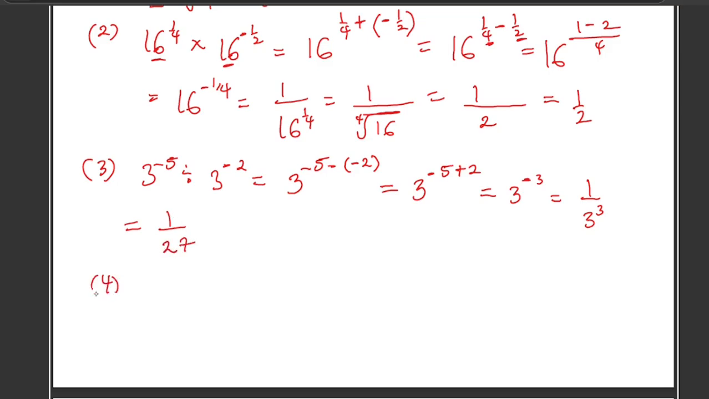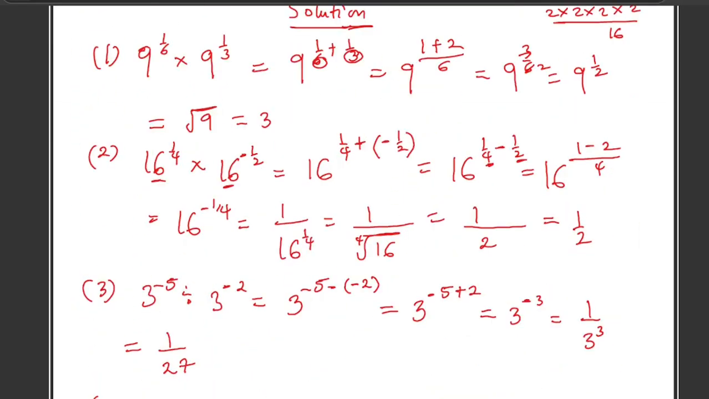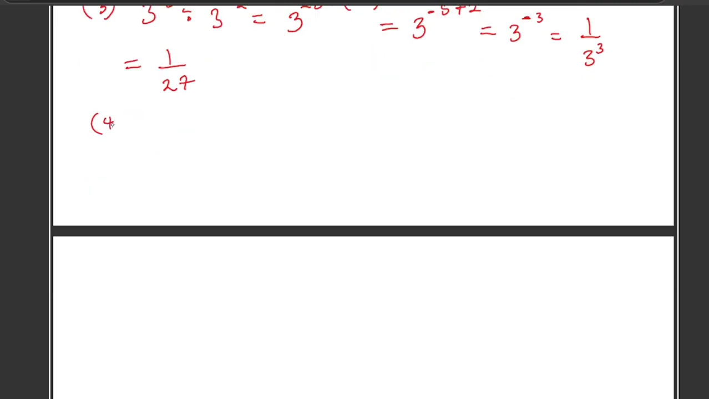Then the fourth question here is the square root of 7 to the power minus 3 over 2. Remember we said the square root is a fractional power. Square root simply means the power 1 over 2. When I say 7 to the power 1 over 2, it means the square root of 7. Then this is raised to another power outside, minus 3 over 2.